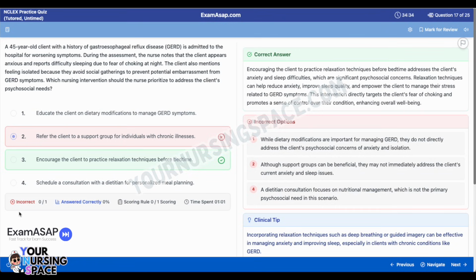D. A dietitian consultation focuses on nutritional management, which is not the primary psychosocial need in this scenario. Clinical tip. Incorporating relaxation techniques such as deep breathing or guided imagery can be effective in managing anxiety and improving sleep, especially in clients with chronic conditions like GERD.